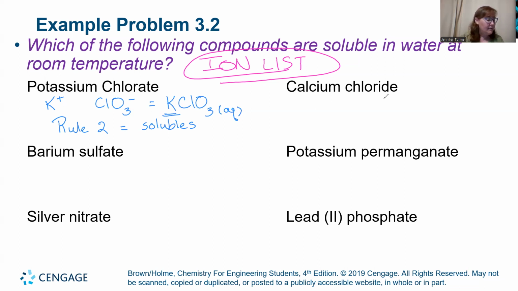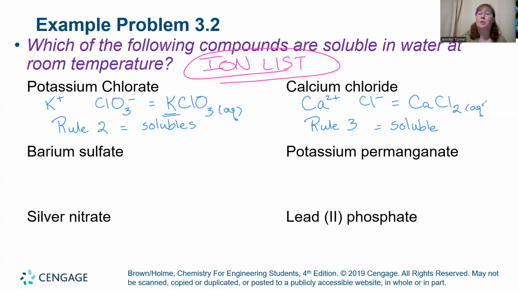Now we have our calcium chloride, and again from our ion list, that's Ca2 plus and Cl minus, which forms CaCl2. And if you look at rule number 3 above that talks about your halogens, you will see that this one is going to be soluble, and so we can also put a little AQ after that.